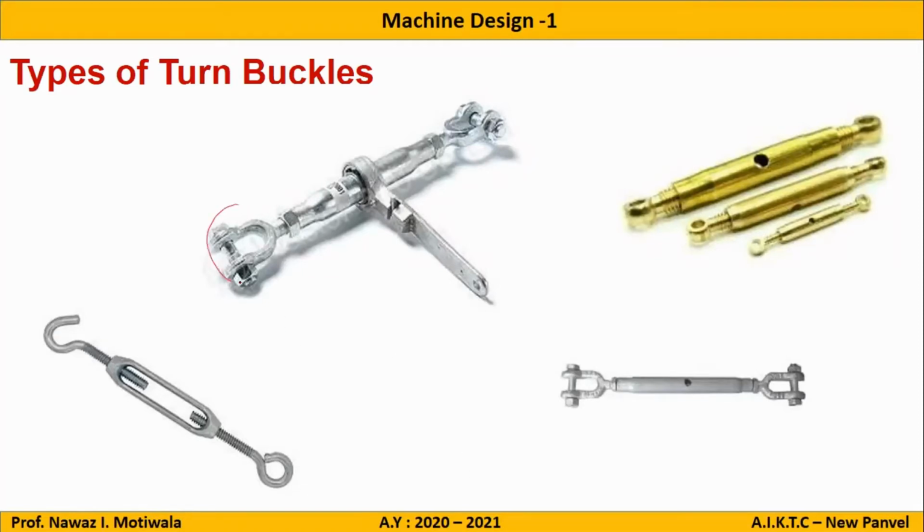See here, the ends are different. Here the end is different. One end is an eye bolt. Here also both the ends are eyes, and the body is of circular shape here. Here there is a rectangular shape. Here it is a circular shape. But the basic principle will remain the same. So there will be a rope on this side, or there will be a rod on this side, and it will maintain tension in the rod.